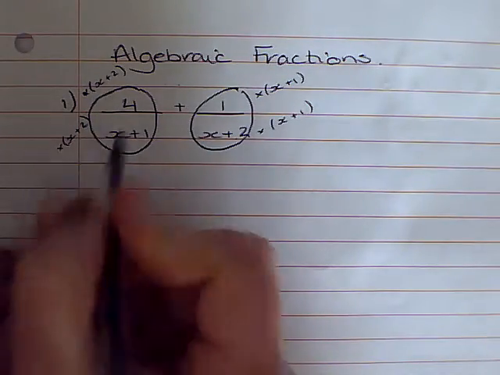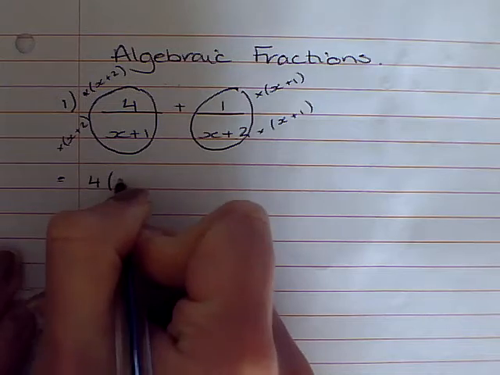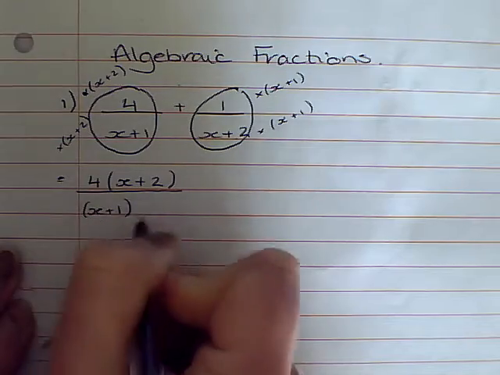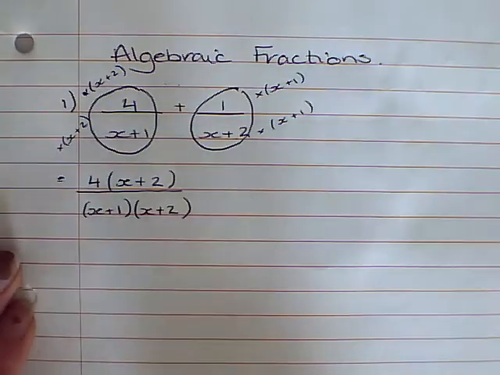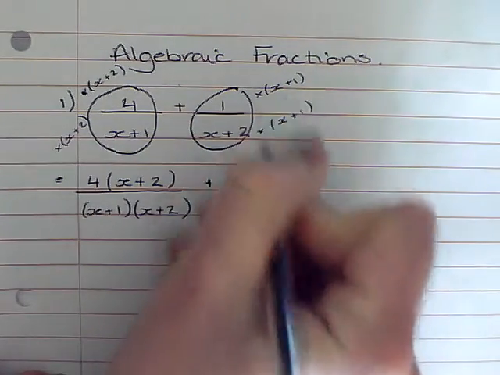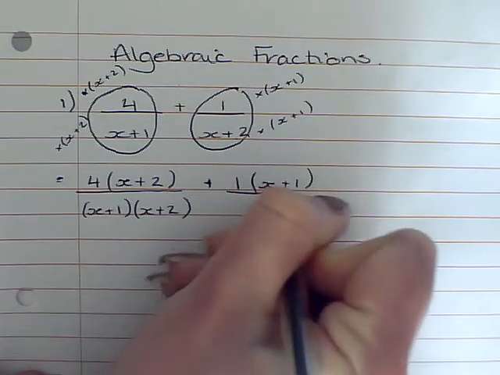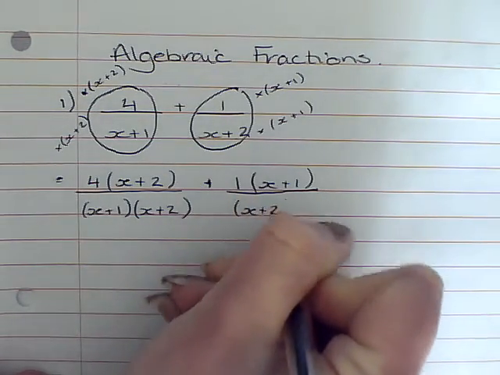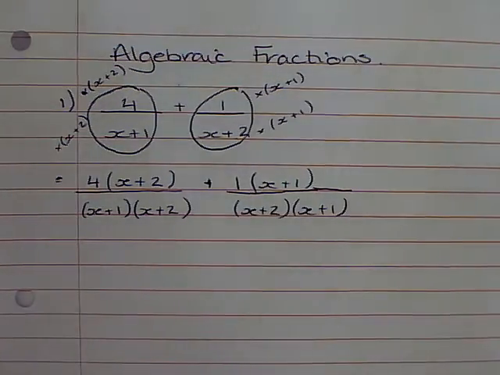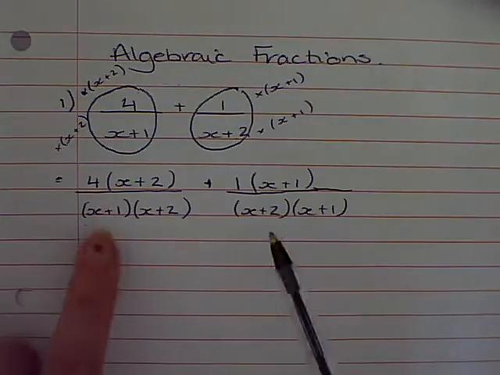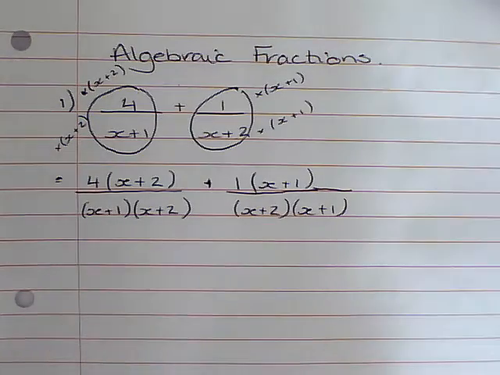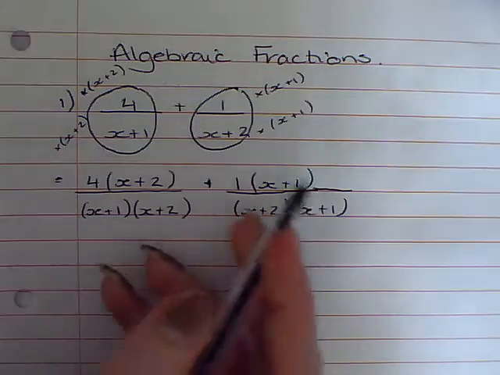So this top one is going to become 4 bracket x plus 2. And on the bottom I'm going to get my x plus 1 bracket x plus 2. And this one here on the right, 1 bracket x plus 1 all over x plus 2 x plus 1. There we go. So now the denominators are the same. Although this one's written x plus 1 x plus 2 and this one's x plus 2 x plus 1, they're the same.